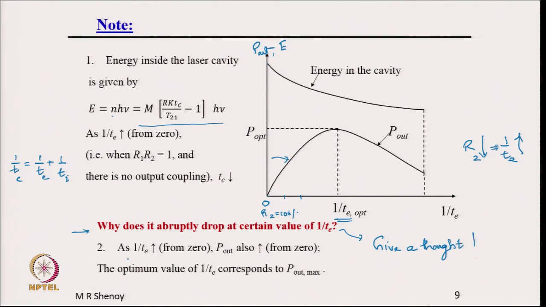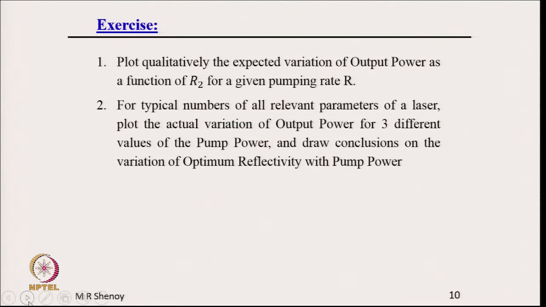All right. So, as 1 by T e increases, P out also increases. The optimum value of 1 by T e corresponds to P out maximum. I have listed two exercises. One, plot qualitatively the expected variation of output power as a function of R 2 for a given pumping rate R.